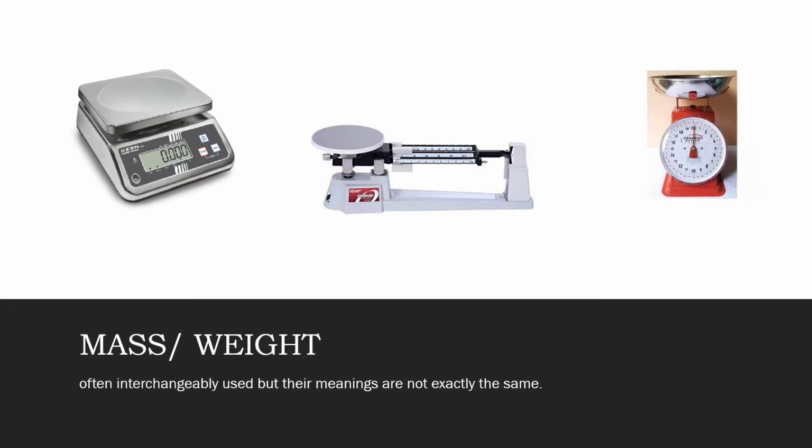Next is mass or weight, often used interchangeably, but their meanings are not exactly the same. So these are examples of weighing scales that we can see in our community. Yung una, siguro nakikita niyo yan sa palengke, kapag bumibili kayo ng karneng baboy, karneng manok, ganyan. Yung nasa gitna naman, usually ginagamit yung weighing scale na yan sa laboratories. Okay? So that is a beam balance, if I'm not mistaken.